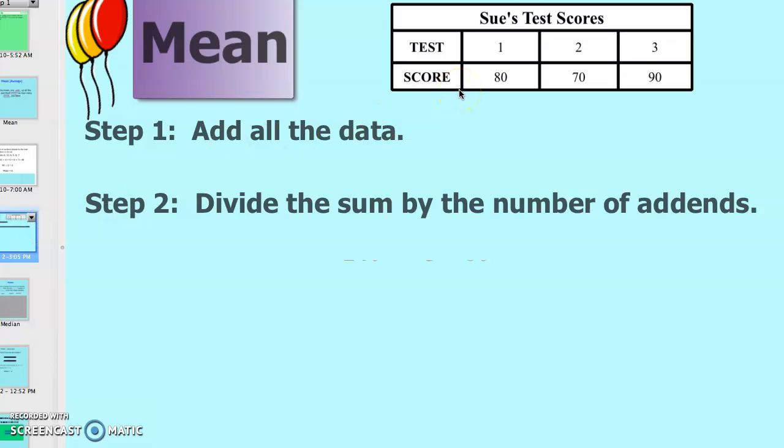So here, Sue scored an 80 on her first test, a 70 on her second, and a 90 on her third. If I want to find the average of her test scores, I add all the numbers together. So 80 plus 70 plus 90, that's 240. And then I'm going to divide it by 3 because she had 3 test scores. So her average, or mean and average are the same thing, is an 80. So that would be her average test score is an 80%.